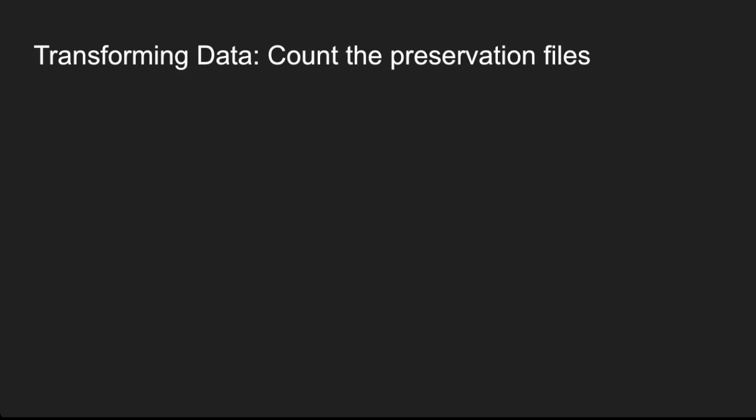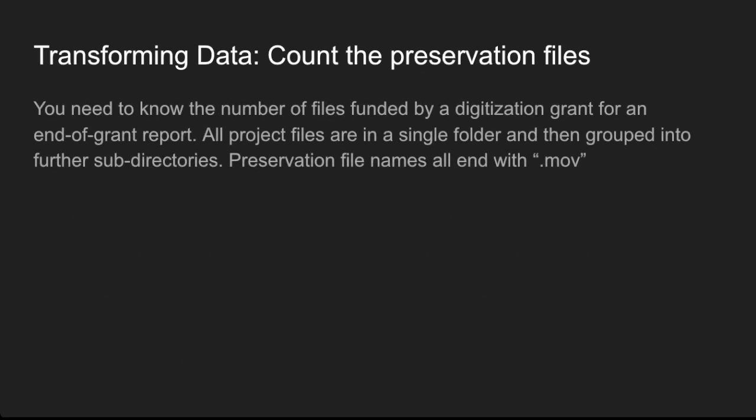Now, let's run through some examples. I have 3 here, and the first one's going to be a relatively simple one. Count the preservation files. I mentioned this earlier in the lecture. So you're at the end of a grant, and for the report, your boss says, I need to know how many files we generated so I can just put that into one of the sentences. It's not the most critical piece of information, but it's one that you get asked for all the time.